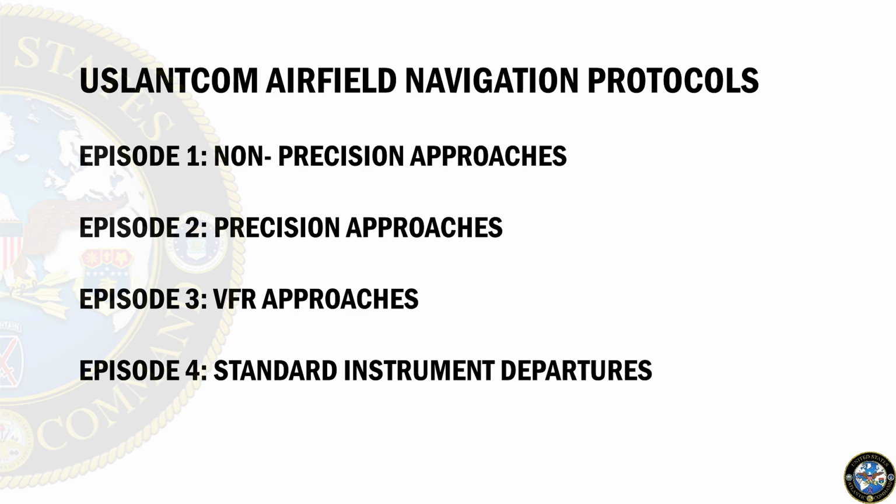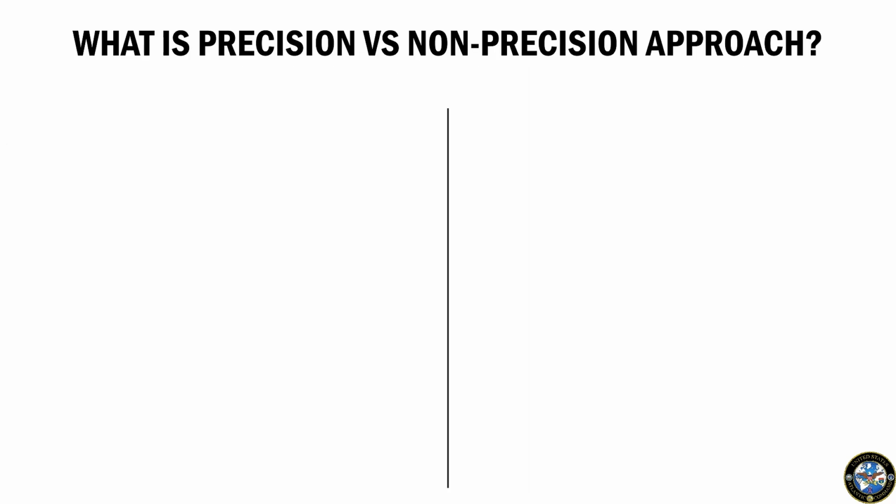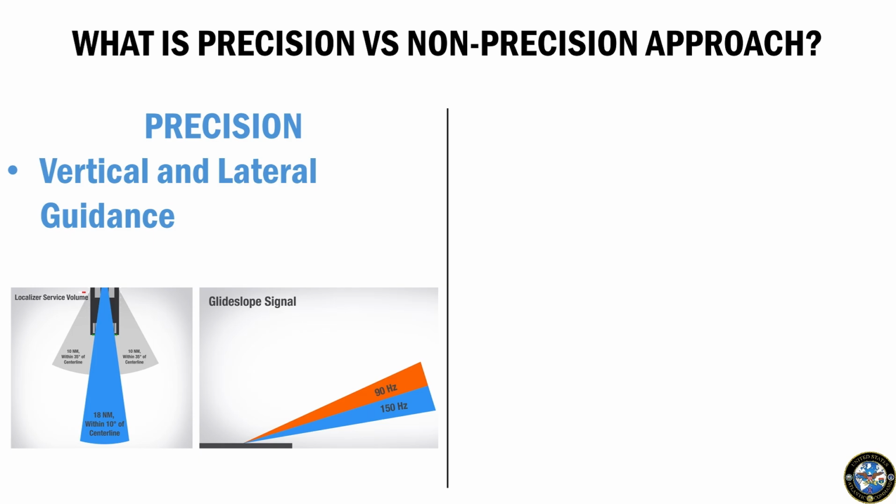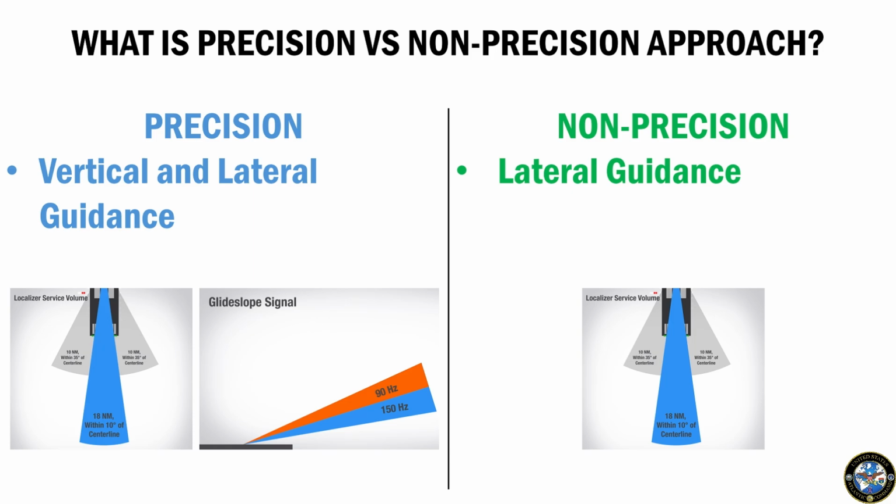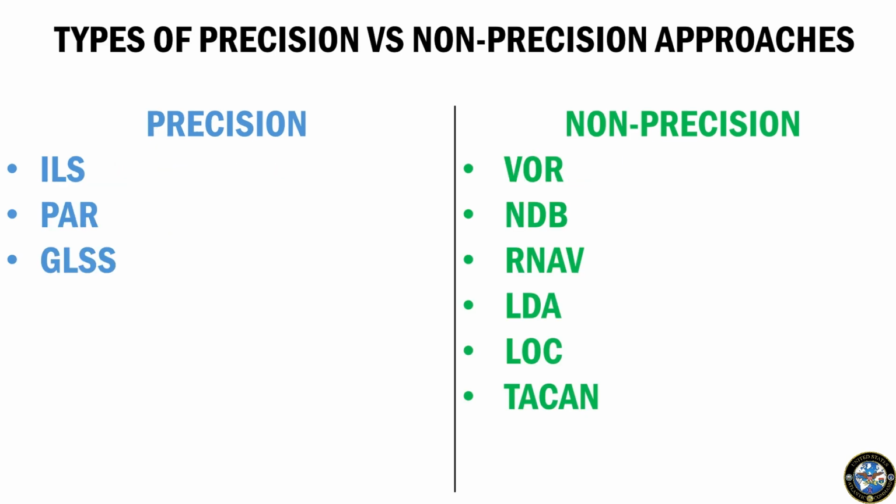Today's episode will focus on non-precision approaches, providing a comprehensive guide on how to execute them effectively on Uslantcom missions and training servers. To start off, what is a precision versus non-precision approach? A precision approach is an instrument approach and landing using precision lateral and vertical guidance, whereas a non-precision standard instrument approach procedure only provides horizontal guidance.